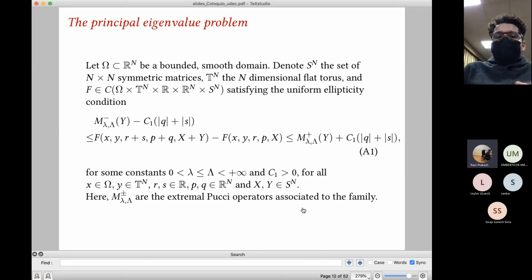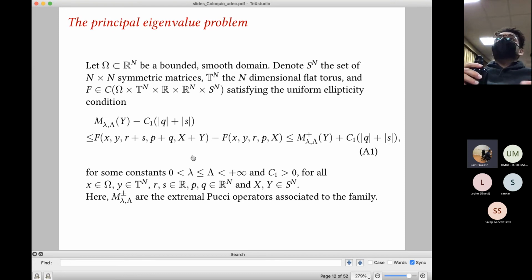Let's talk about the principal eigenvalue problem. So we consider, as before, a second order equation F, where F satisfies an ellipticity condition stated here below, which is basically a monotonicity.